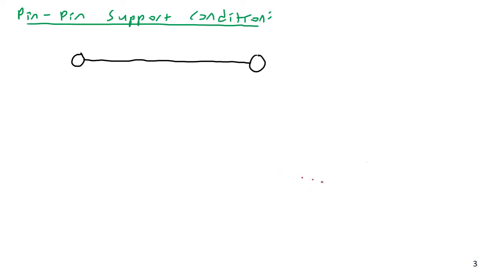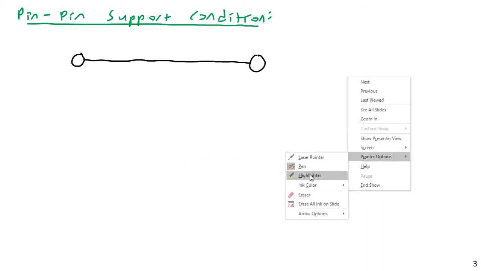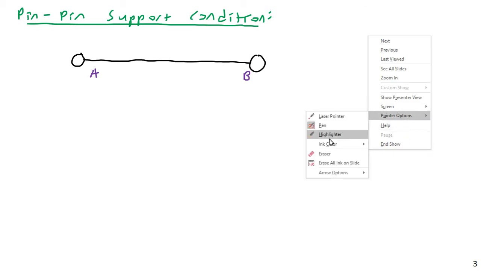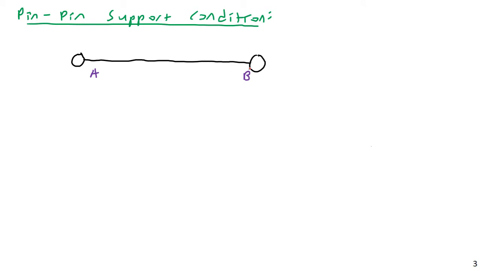Well, the significance of a pin, let me call these end A and end B. So what is the significance of an internal pin? Well, I know that at the end of that pin, there must be no moment. In terms of internal forces, if I apply a downward load like this to the center of the beam, I would have bending here.